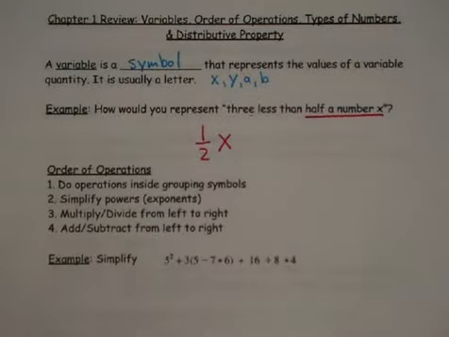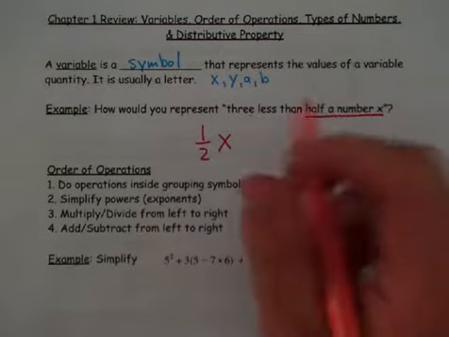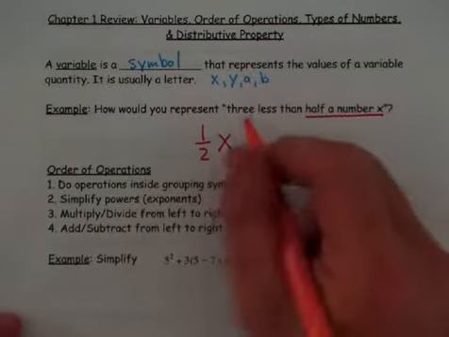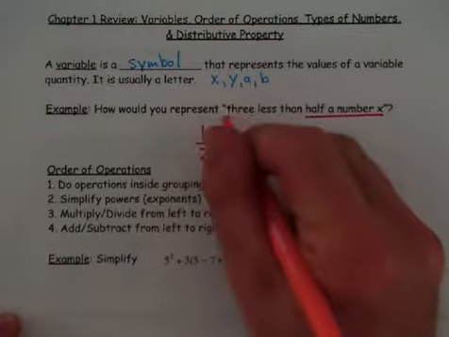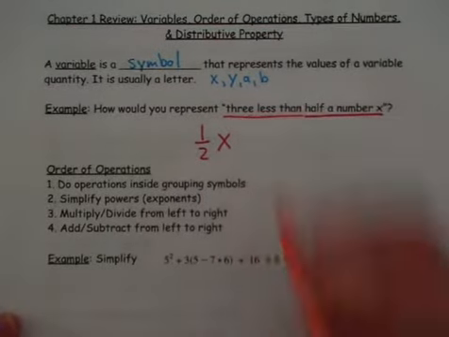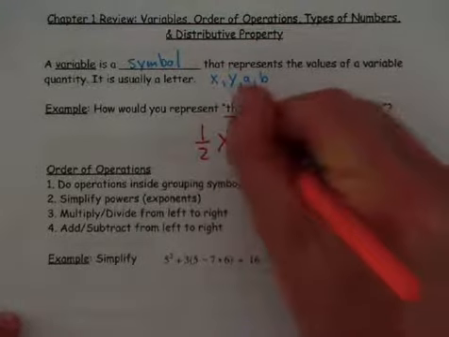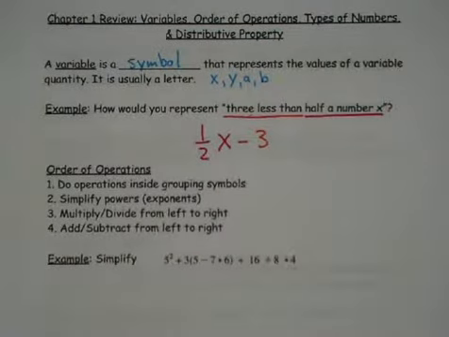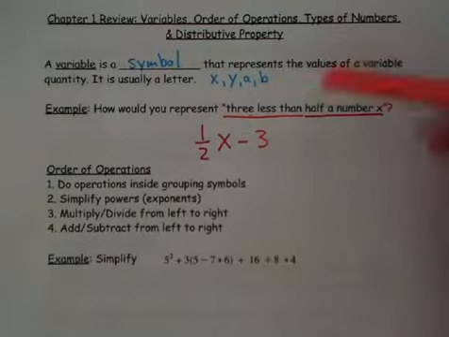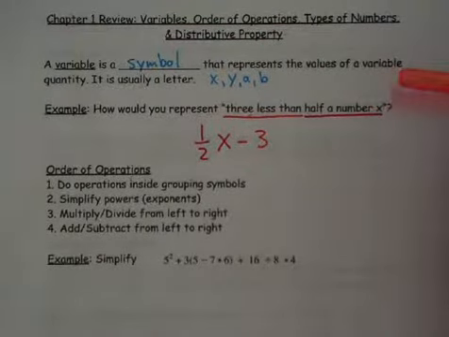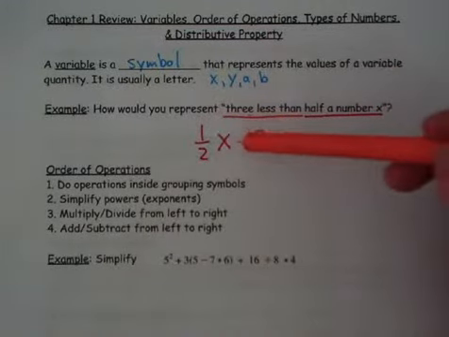Okay. Then there's a second part to this expression, and that is it says 3 less than. 3 less than. Less than implies subtraction. We're taking 3 away from half a number x, so we're going to subtract 3. Okay? So if we wanted to represent 3 less than half a number x algebraically, we'd have 1/2 x minus 3.